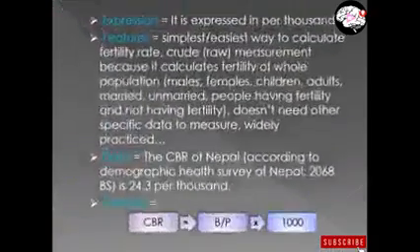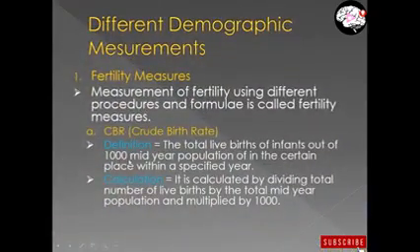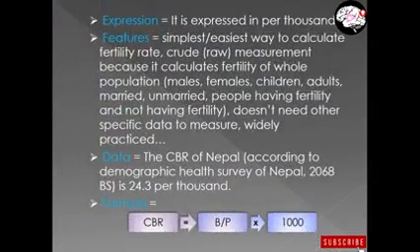Now let's go to expression. How is it expressed? Look here, it is expressed in per 1000. Why is it expressed in per 1000? Because we multiplied by 1000. So it is taken among 1000 mid-year population. As percentage means per 100, in the same way here CBR is expressed in per 1000.